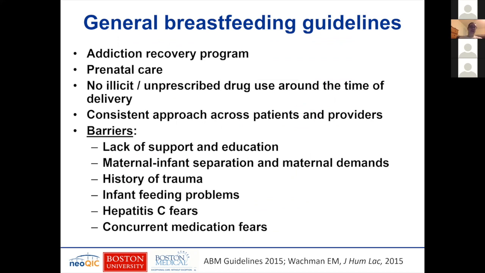Or they have additional fears about concurrent medications and don't want to breastfeed. And we know that these infants are hard to feed in general because of their withdrawal. So there are many, many barriers that often need to be addressed.